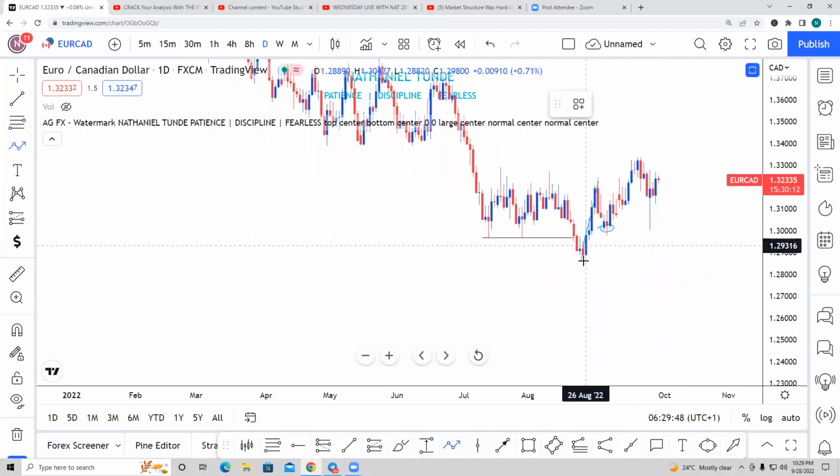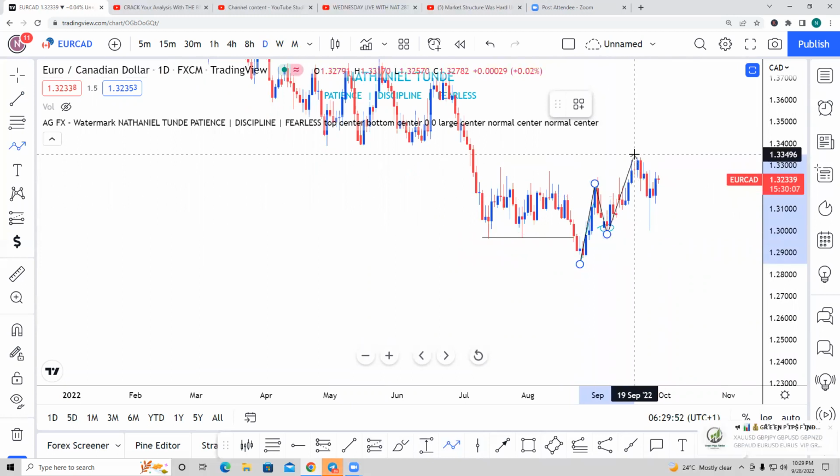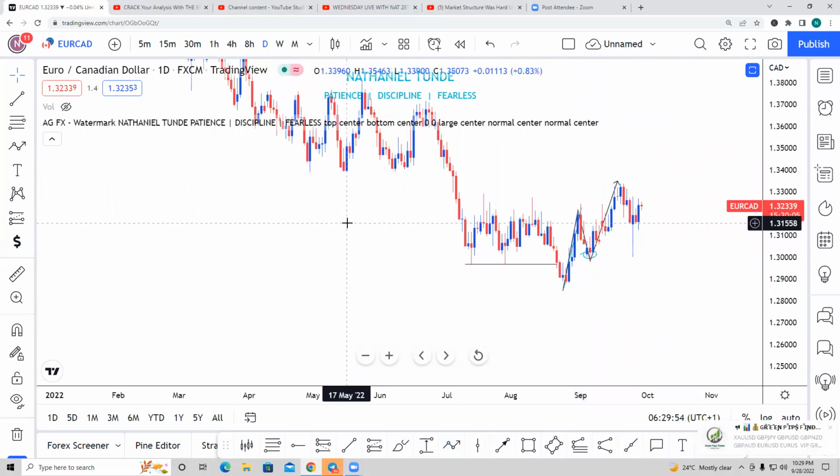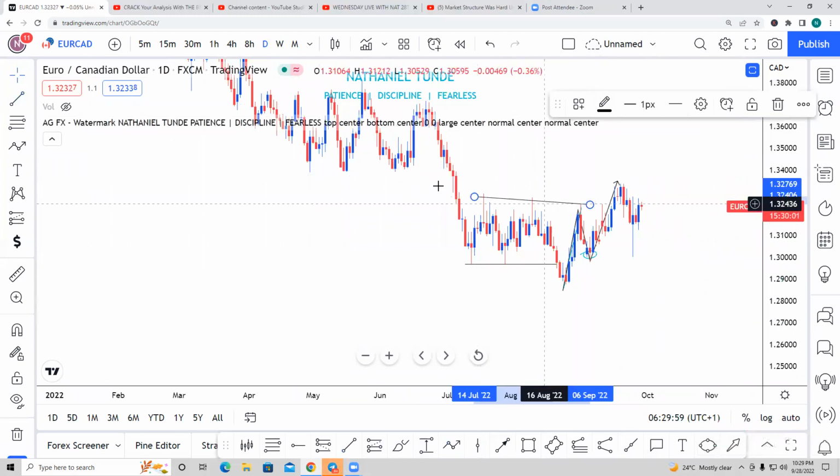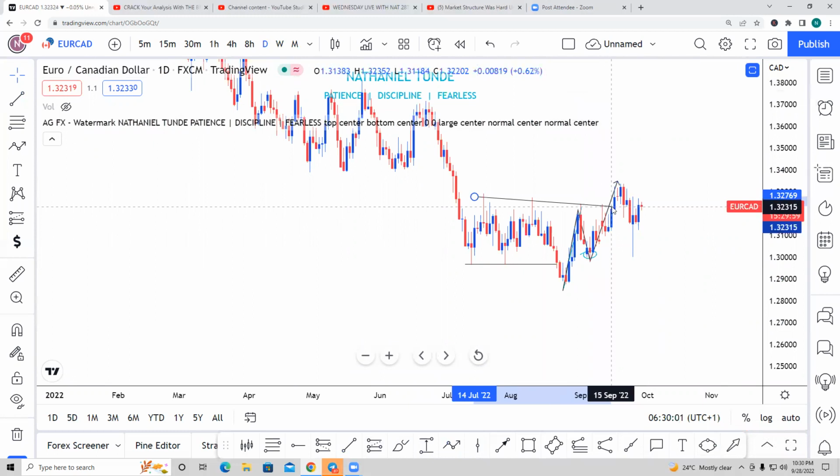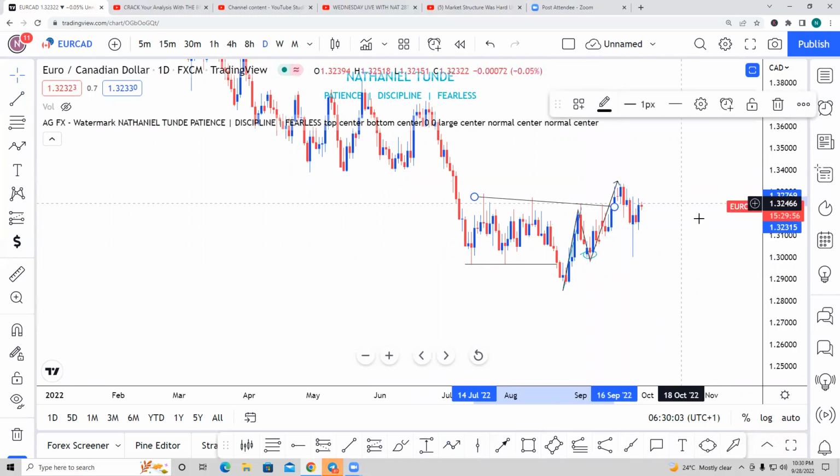This move here was corrected to this level, and that is the move that took us to this level. But if you look at it very well, all these levels here, the equal high here, has been broken to the upside.